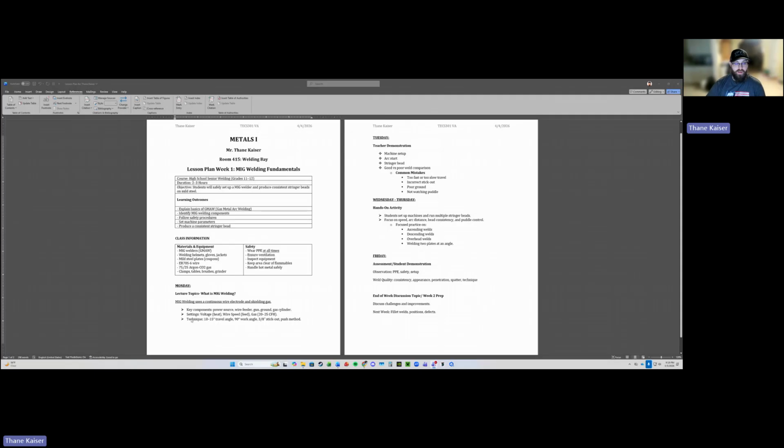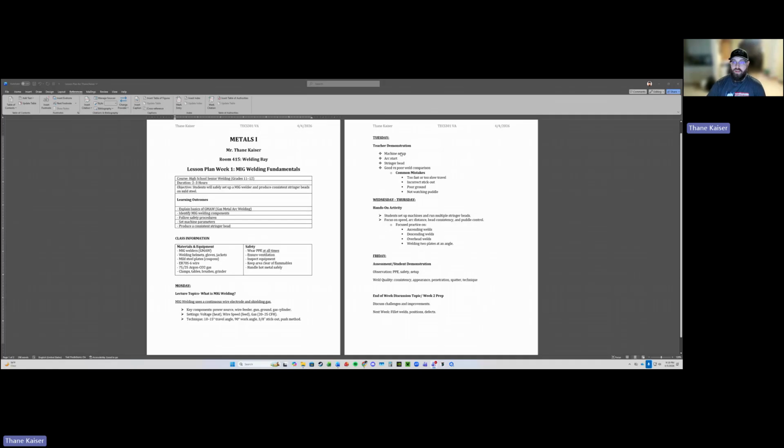We also need to know about our settings. These are things that are important to welding, so making sure that your voltage is set correctly so that you don't overheat or underheat your welding wire and your metal. Our wire speed, so how much wire we are actually feeding out whenever we're starting to draw our beads, and making sure that our gas is at the right pressure. Some of the techniques will be our 10 to 15 degree travel angle, 90-degree work angle, and our 3/8 stick out push method. That'll all be in Monday under a lecture topic.